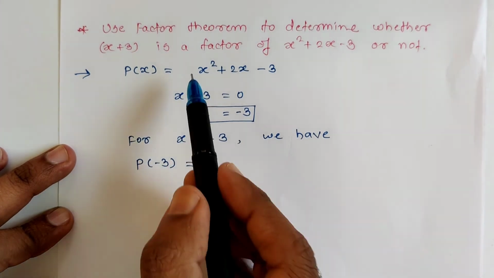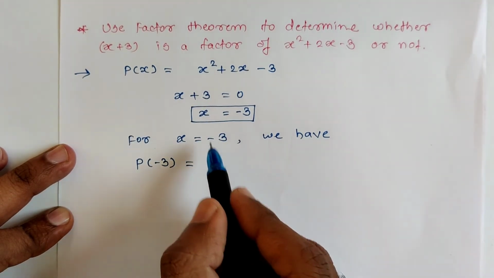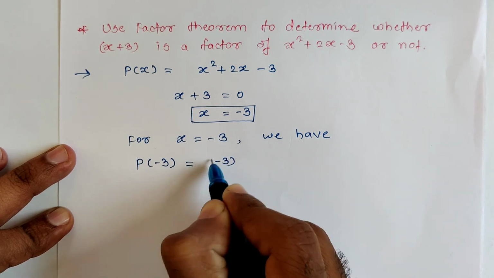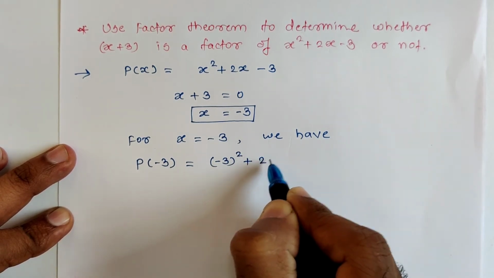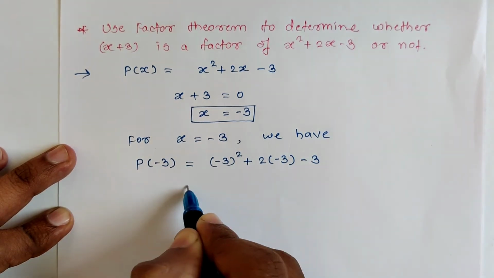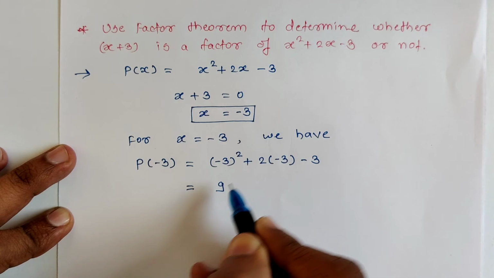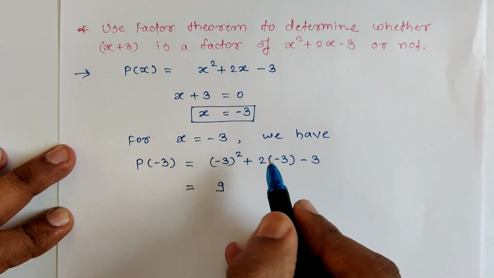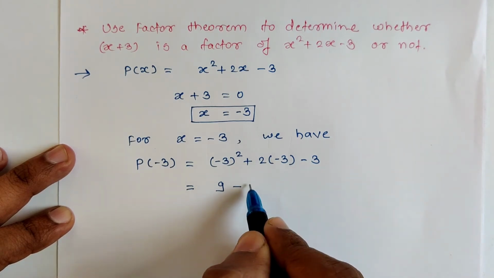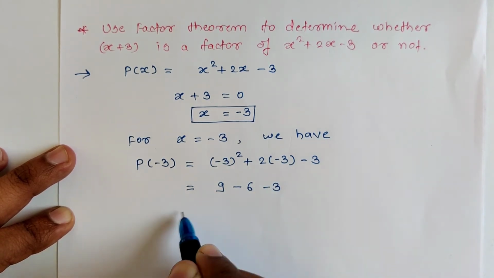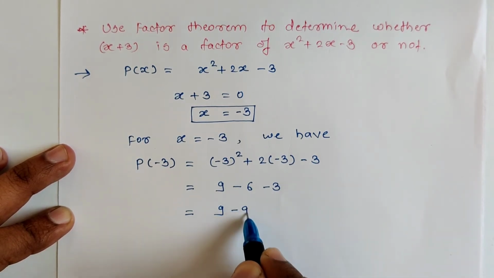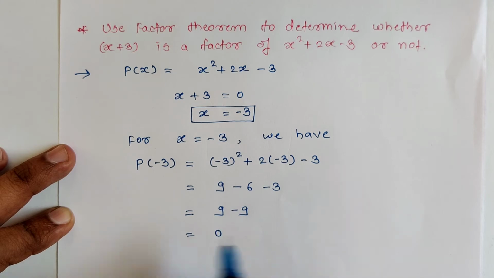replace the variable x by minus 3, that is, instead of x square we should take minus 3 square plus 2 into x, that is 2 into minus 3, minus 3. So minus 3 square is 9. One positive, one negative term is there, so the product will be negative. 2 into 3, 6, minus 3. That is equal to 9 minus 6 minus 3 will be minus 9, which is equal to 0.